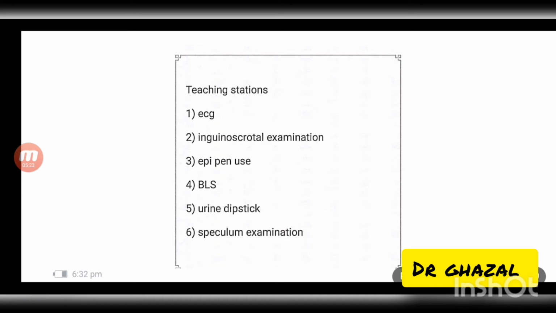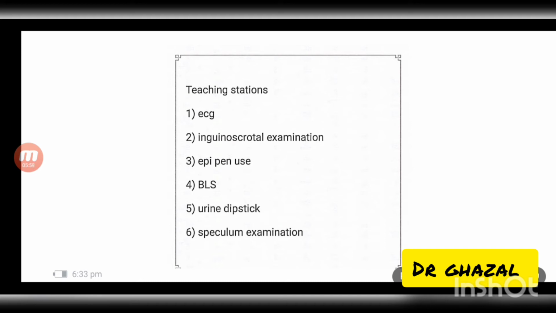Then, talking about the teaching stations, these 6 teaching stations are the most high yield that come in the exam, and I haven't seen any change apart from these stations in the past few months. And you will be teaching sometimes a nurse, sometimes a fellow colleague, and sometimes an FY1 doctor. Sometimes you have to teach an ECG, sometimes teach the student how to do an inguinal examination, and with that you may need to teach hernia and anatomy of the inguinal canal.